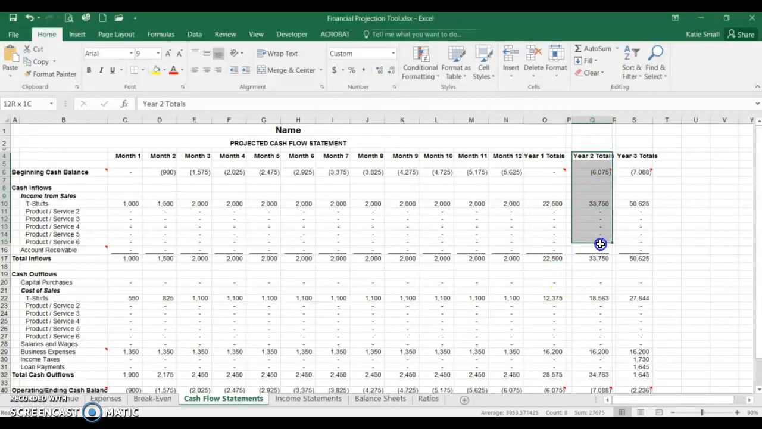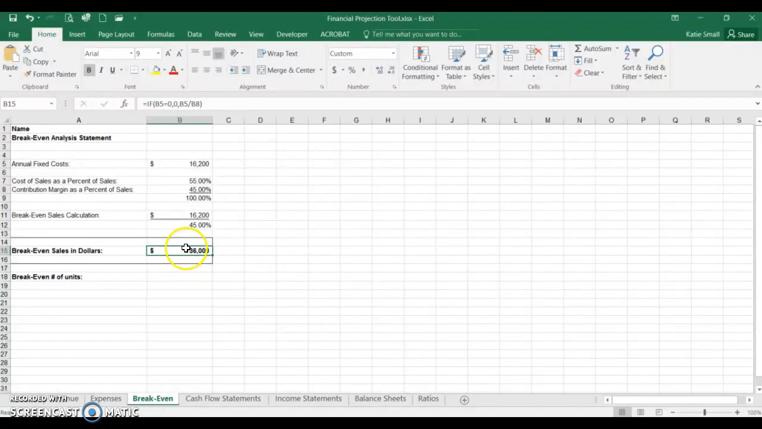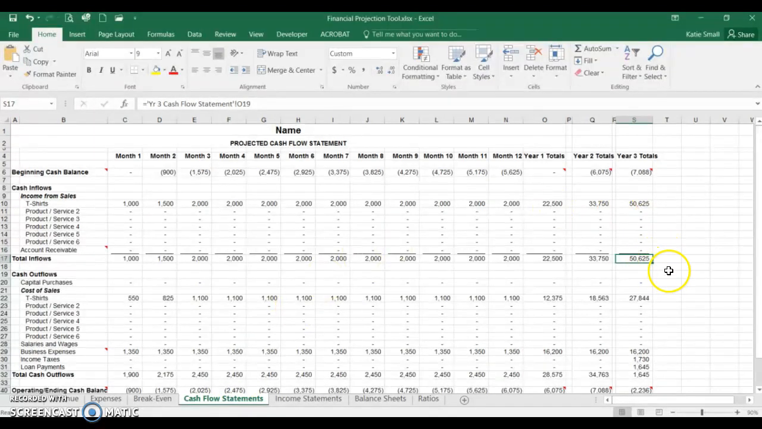All right, so it also has year two totals, $33,750. So you can see looking at year two, you're not going to break even in year two either. Now jump on over to year three. That's where you can expect to actually start breaking even for the business. You can see it's $50,625 in sales, which exceeds the break-even requirement of $36,000 to break even. Okay, so this is going to help you determine break even. You know from this information that you're not going to break even until year 3 with those projected sales.